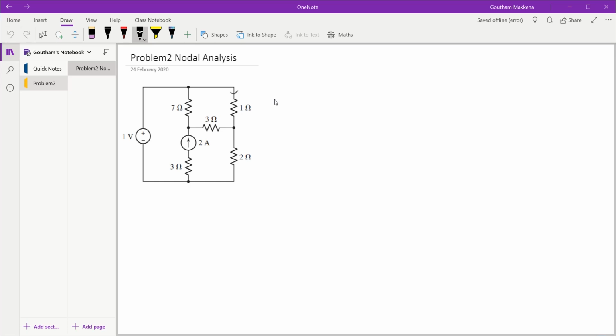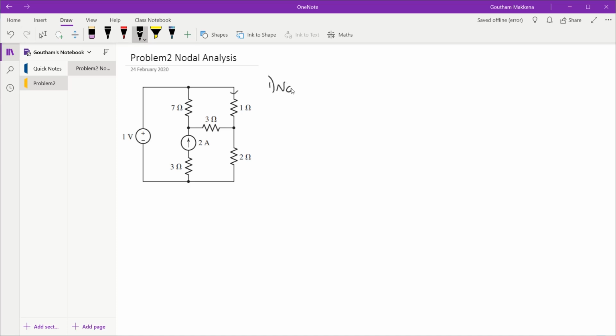So let me start with nodal analysis. In nodal analysis we primarily identify the nodes and label them with some voltages, and we apply KCL at these nodes. In this problem, if we take this node as the reference node, this is one of the nodes, let me name this VA, this is one of the other nodes, let me name this VB, and this is another node, let me name this VC.